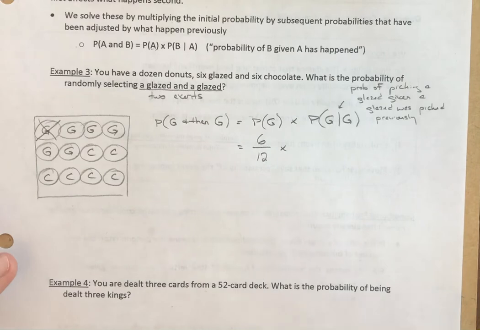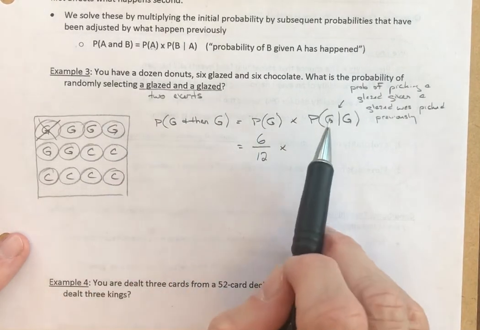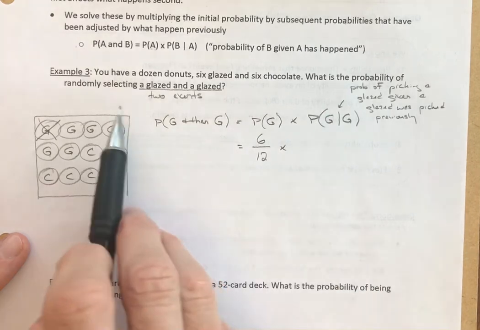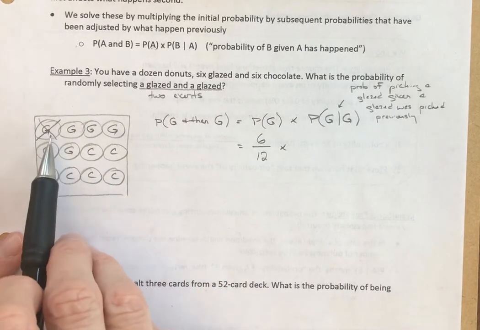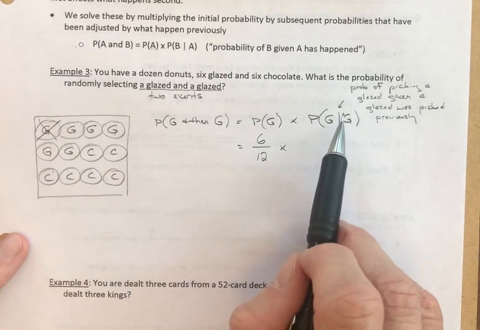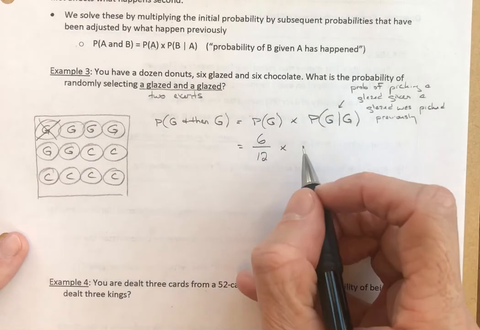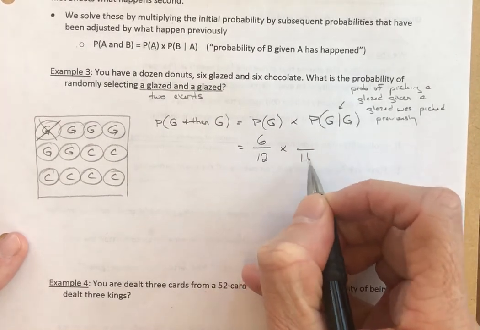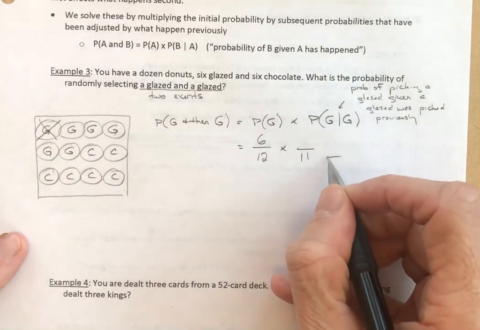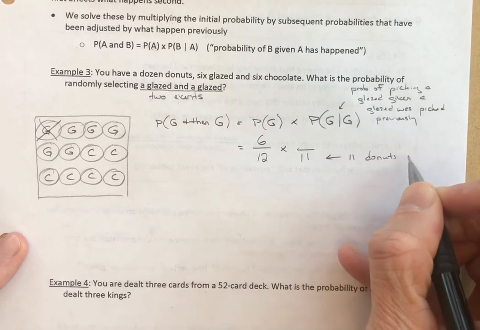Okay, that's what this means. Your first event, you picked a glazed. Well, the second event has been altered because you took a glazed out. And so you've altered the possibilities of picking a second glazed. What happened? Well, you only have 11 donuts. This is 11 donuts remaining.